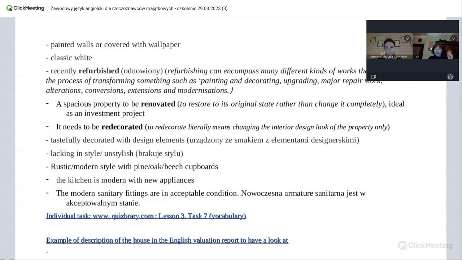When you renovate, it means that you want to restore something to the original state. It means that probably if you think about a tenement house or some conservation building, you will have to renovate it. It means to restore it to its original state. And redecorate basically means something small. Redecorate, it means that you just paint the walls, maybe change the rugs, and that's it. So remember the difference between three words, which all in Polish mean, I think, odnowić.